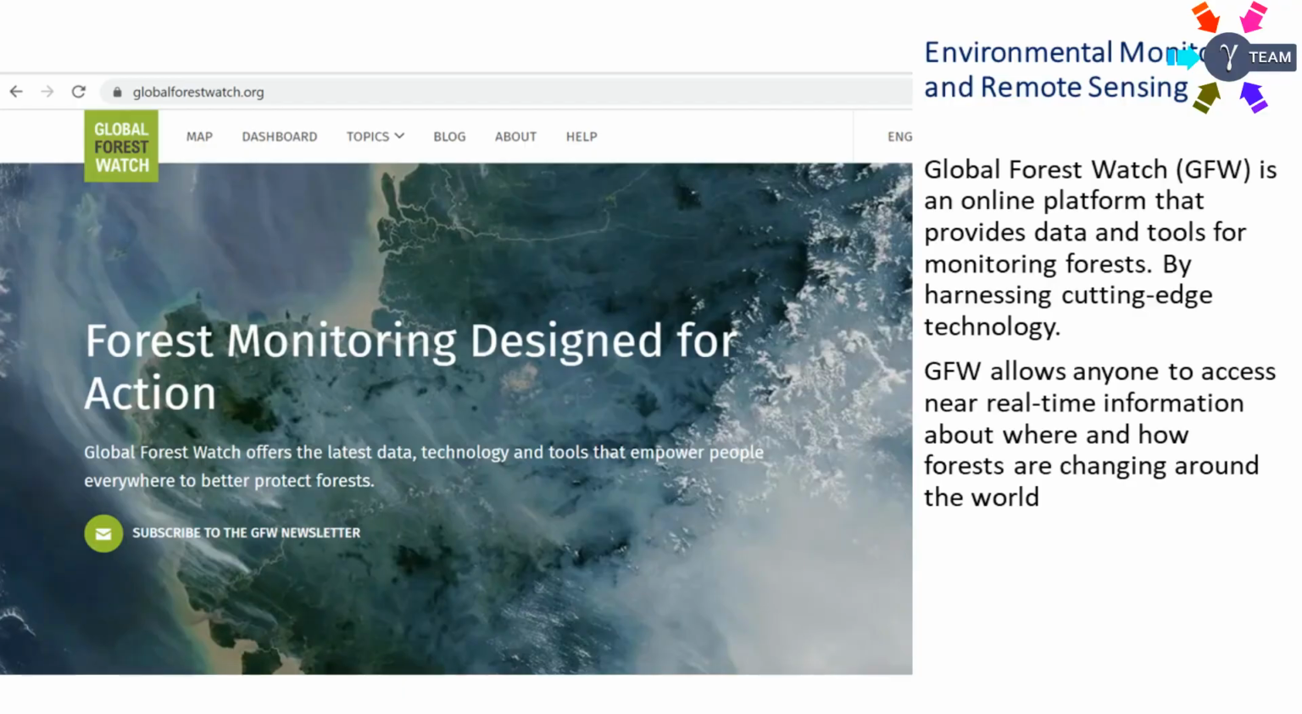So another web solution is the Global Forest Watch. It's an online platform that provides data and tools for monitoring forests by harnessing cutting-edge technology. GFW allows anyone to access near real-time information about where and how forests are changing around the world.